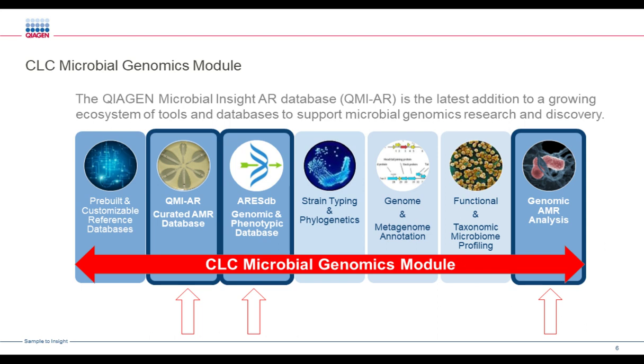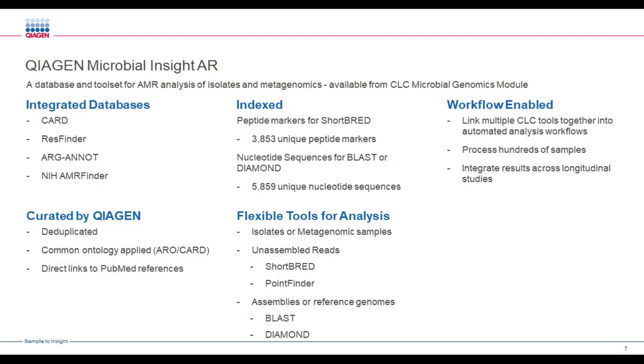The QIAGEN Microbial Insights AR database is the latest addition to a growing ecosystem of capabilities within the microbial genomics module that includes a new database, new tools to characterize both isolate and metagenomic samples, as well as a growing knowledge base of commercially available data that was previously proprietary, which will be made available to the research community through our partnership with Ares Genetics.